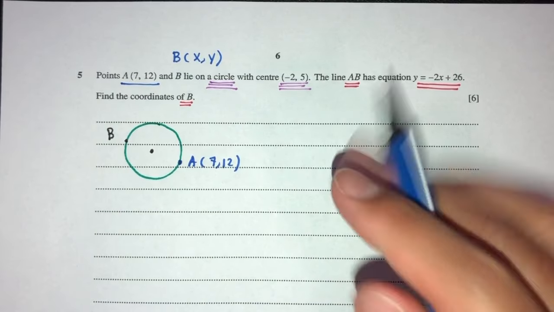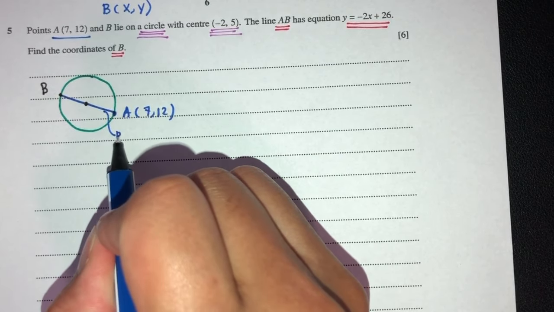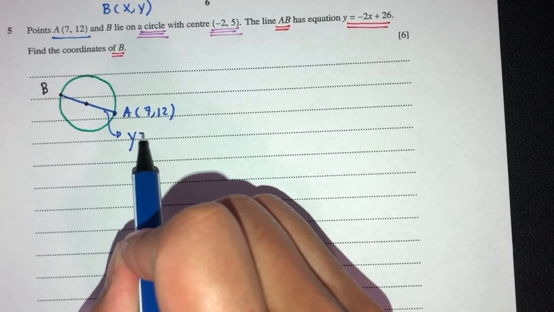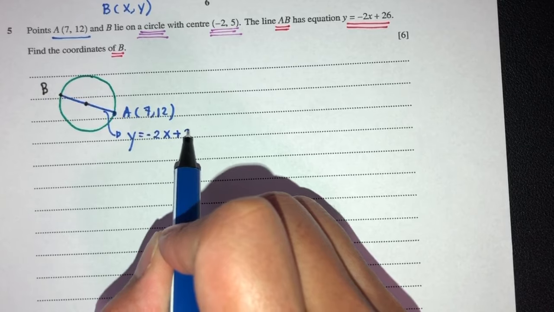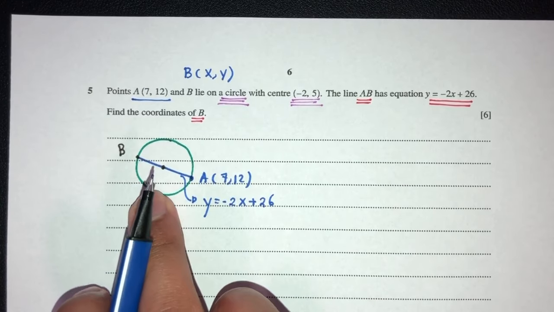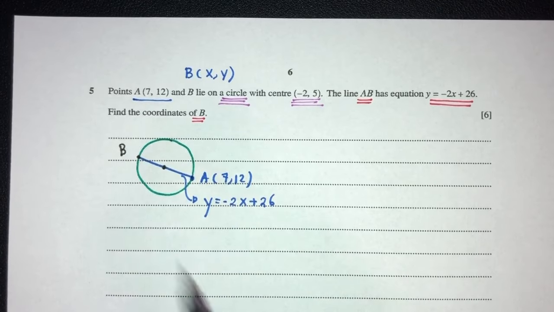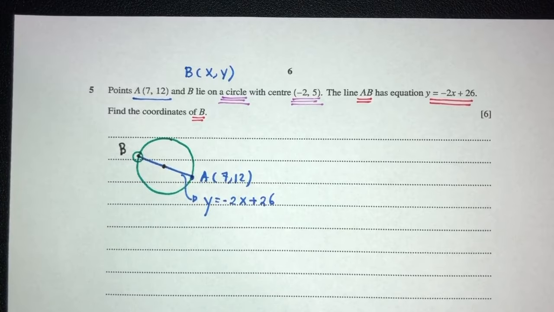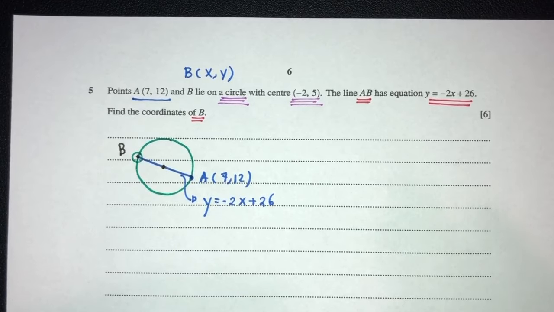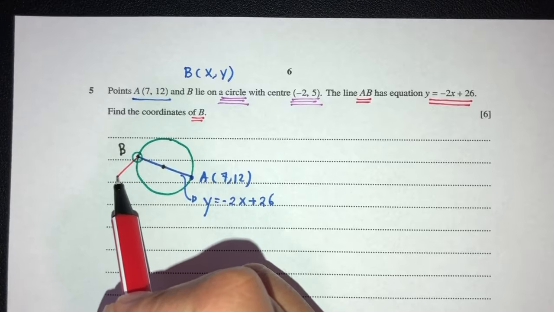And we have the equation of line AB. This equation has been given to you as y equals minus 2x plus 26. That's the equation of line AB. Now what else? The center here is minus 2, 5. Now we have to find the point B. You can see clearly the point B lies on the circle. Therefore, you can say that the point B is a point of intersection between the circle and the line.